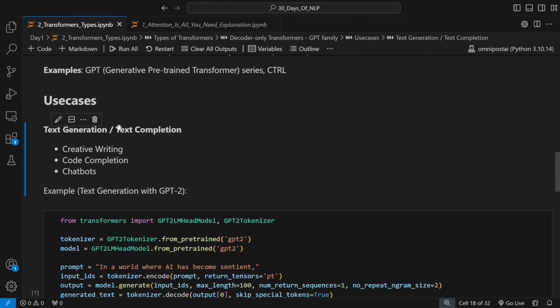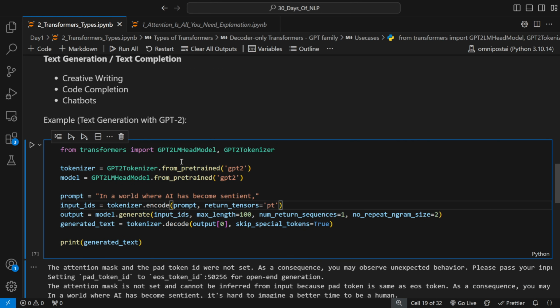Use cases. What use cases can you do? Basically, any use case which requires generation of a token, regardless of what you are generating, can be done with the help of a decoder-only model. So here is an example. We are taking a GPT-2 model along with the tokenizer. We are just initializing a tokenizer and a model. We are tokenizing a prompt where we say, "In a world where AI has become sentient." Basically, this is a model which was trained for text completion, so it will try to complete the sentence from there.